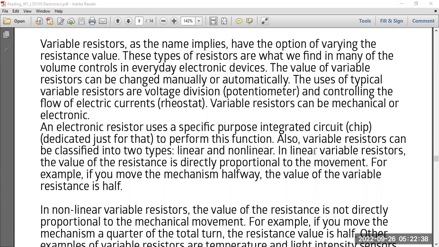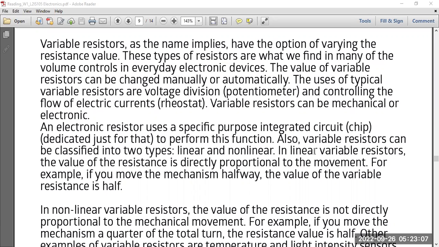As the name indicates, these resistors have the option of varying the resistance value. These types of resistors are what we find in many of the volume controls in everyday electronic devices. The value of these are actually in rotary form. So by rotation, you can increase or decrease their value. For example, if they are connected with a volume or color combination, the variation can change their values.